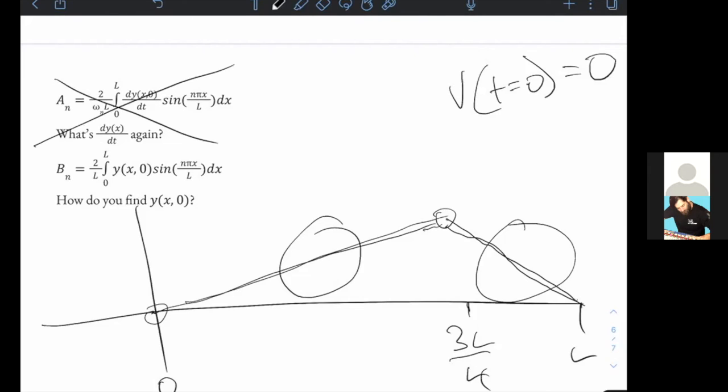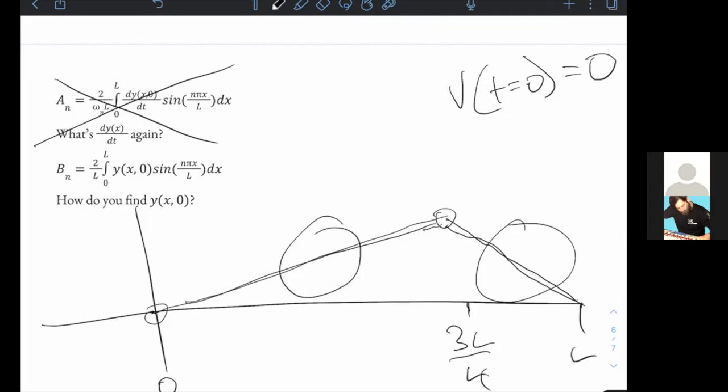That wouldn't be true if we, for example, set that string into motion with a known velocity. Then y of x comma 0 would be 0, because it'd be sitting at position 0, but velocity wouldn't be 0. The initial velocity would be some value. So in that case, the other coefficient would go away, but we'd be stuck with the one that has the velocity, and we'd have to figure that one out.